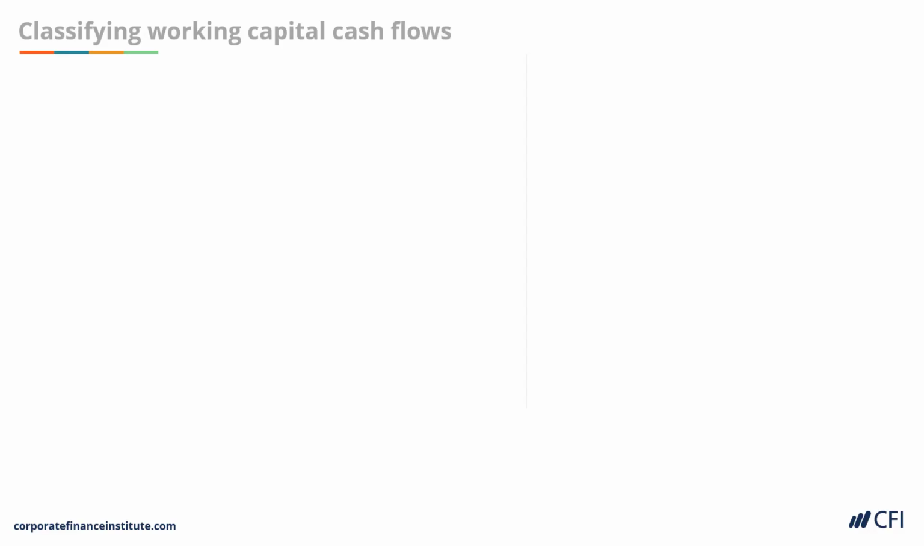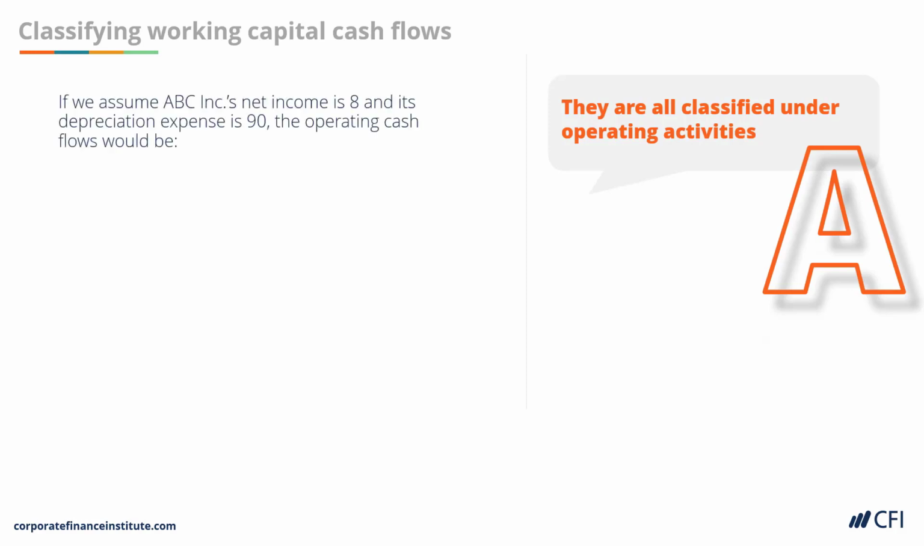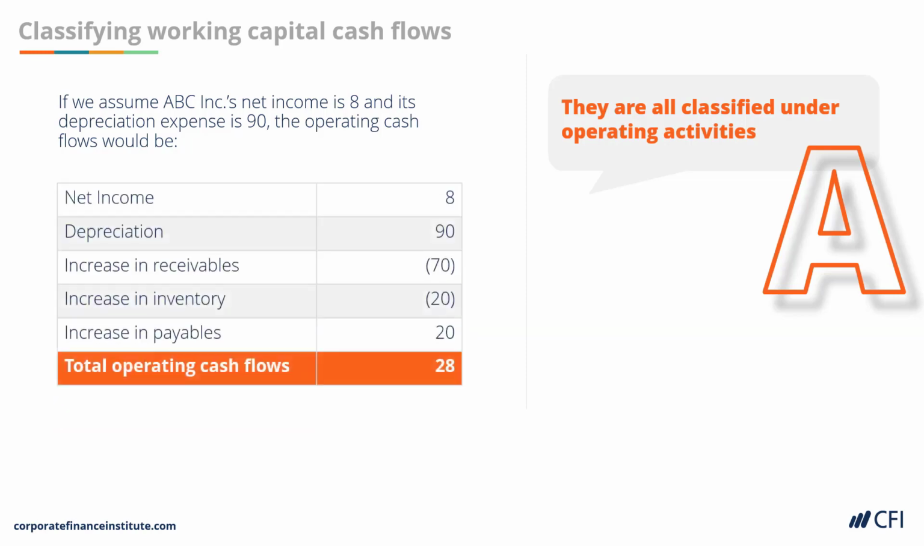The answer is that ABC Inc.'s cash flows relating to accounts receivable, accounts payable, and inventories would all be classified under operating activities. If we assume that ABC's net income is 8 and its depreciation expense is 90, then the cash flow from operations would be as follows. A total operating cash flow of 28.